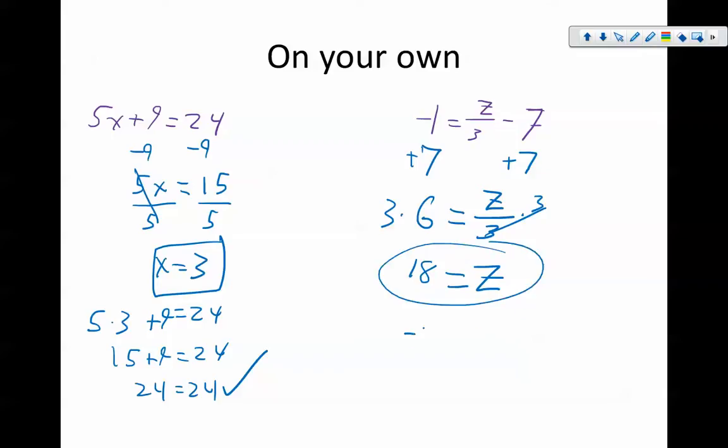Now I check just to make sure that that's the correct answer. That's 18 divided by 3 minus 7. This is -1 equals 6 minus 7, or -1 equals -1. It checks out. Because it makes a true statement, it has to be the solution.